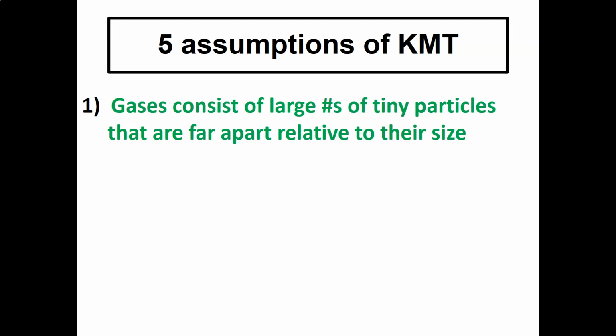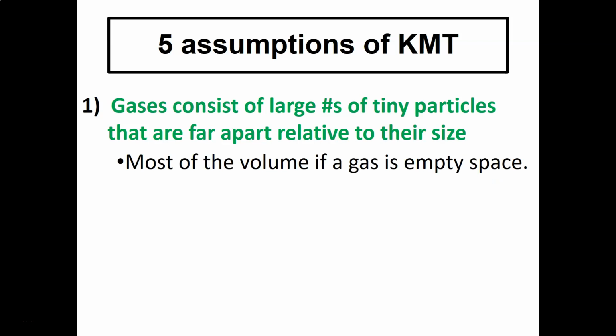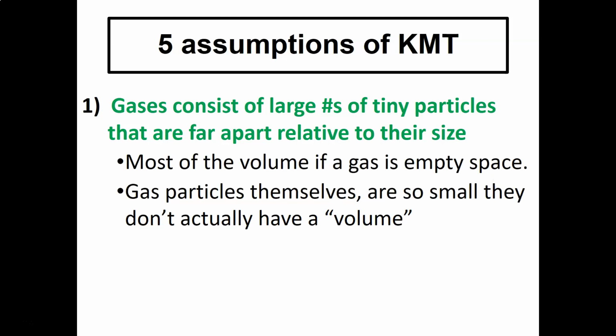So the first one is that gases consist of large numbers of teeny tiny particles that are very far apart compared to their size. We want to say that most of the volume of a gas is empty space. The gas particles we pretend are so small that they don't have a volume. We know that's not real, right? Remember, these are for ideal gases. We're pretending here. I know that they have a real volume, but it's very, very small.